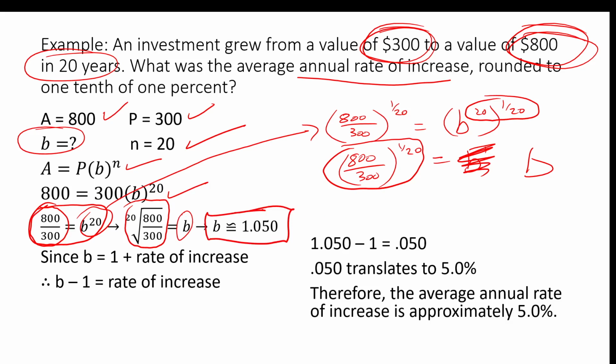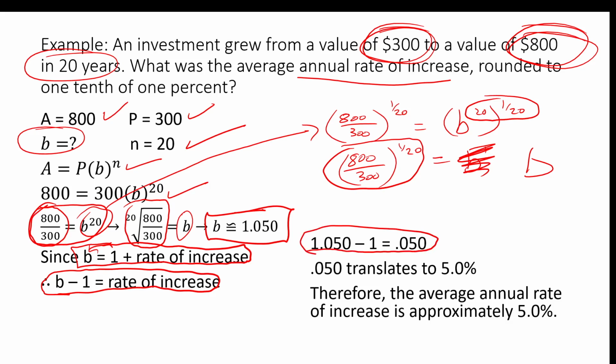Okay, well, this question is asking for the average annual rate of increase. We know B is equal to 1 plus the rate of increase in one of these questions. So in other words, subtracting 1 from each side, we see B minus 1 equals the rate of increase. Well, if B is 1.050, then 1.050 minus 1 will be the rate of increase. So the rate of increase is 0.050. But remember, we're expressing that as a decimal, not as a percent.